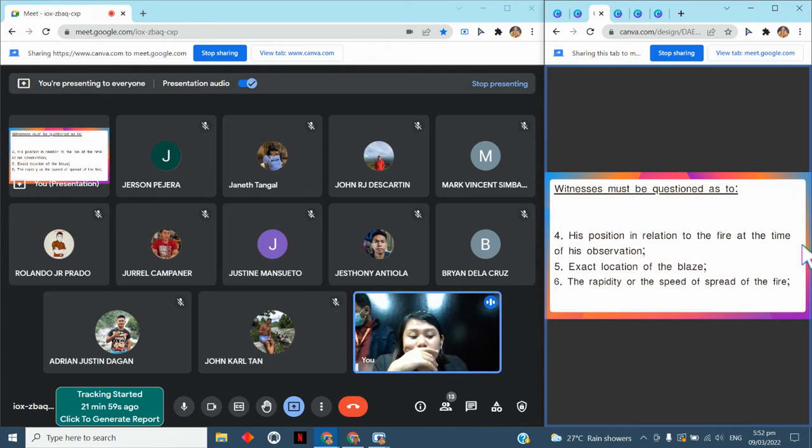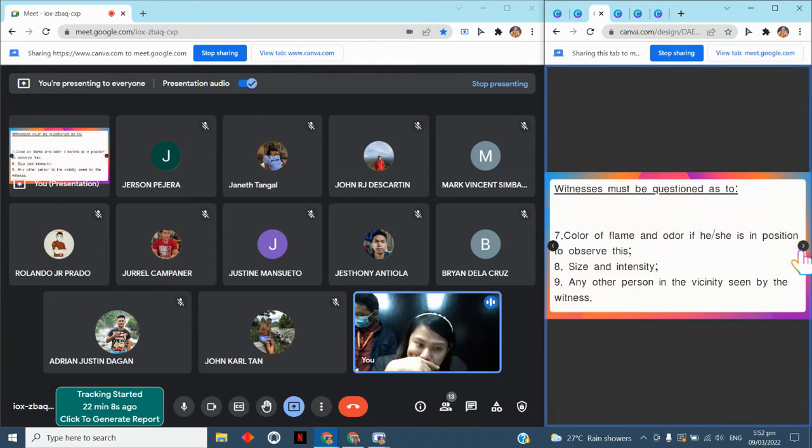And then we also have here the exact location of the blaze, as well as how fast the fire spread. Okay? So, we also have here the color of the flame and its odor, its smell. Okay? The size and intensity, how big it is. And who are the suspicious people that the witnesses saw in our area.